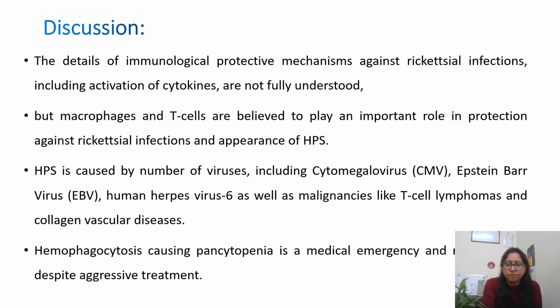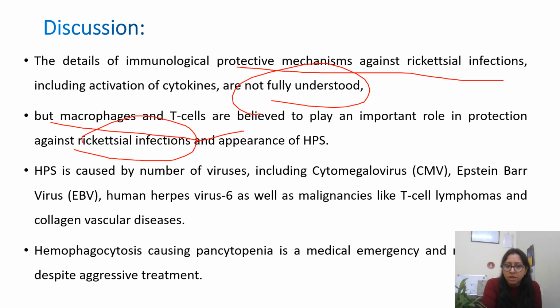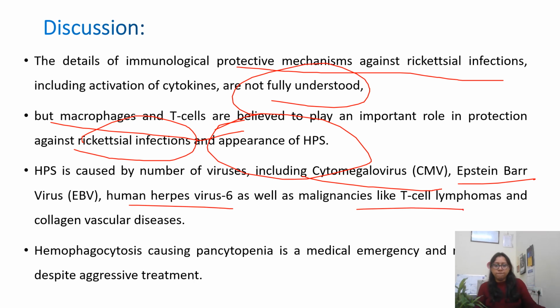The details of the immunological protective mechanism against rickettsial infections are not fully understood, but macrophages and T cells play an important role in protection from rickettsial infection and the appearance of HPS. Many viral etiologies can cause HPS, like cytomegalovirus, Epstein-Barr virus, HHV6 virus, and it can also be seen in malignancy like T cell lymphoma and collagen vascular disease.